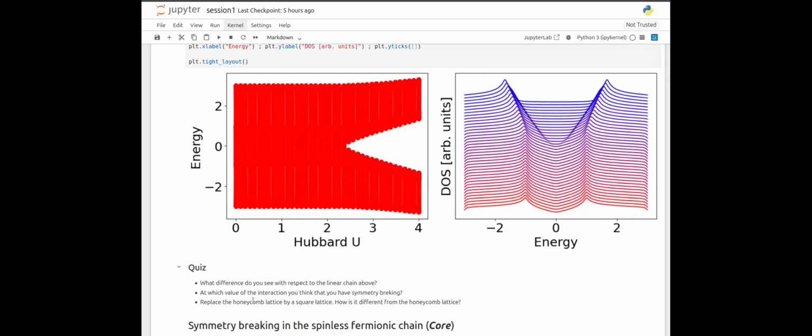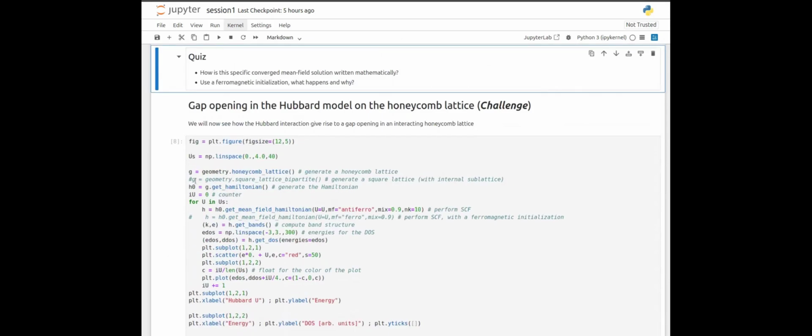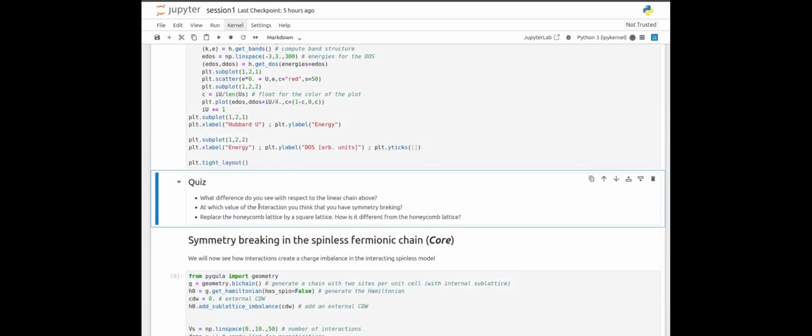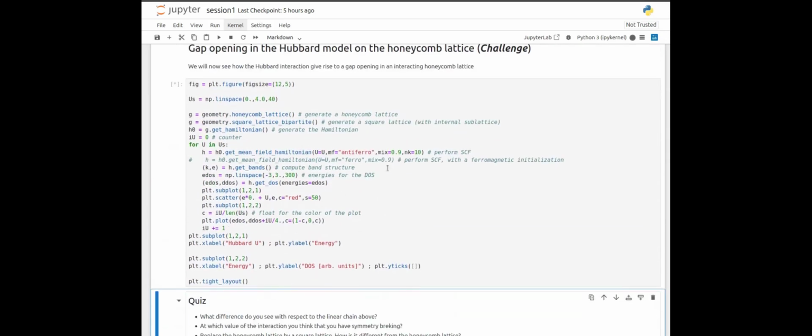And then the next question is to replace the honeycomb lattice with a square lattice and what it's different. Okay, and this we can do just by going back to the code and just replacing the honeycomb lattice by a square lattice and running the calculation again and see what we get. And we will see that there's a huge difference between the honeycomb lattice and the square lattice. So these calculations take a bit, so let us just wait until they finish.